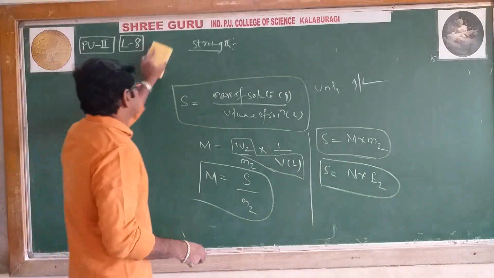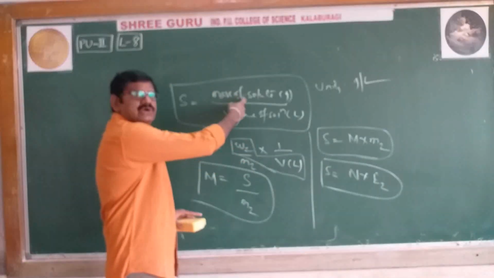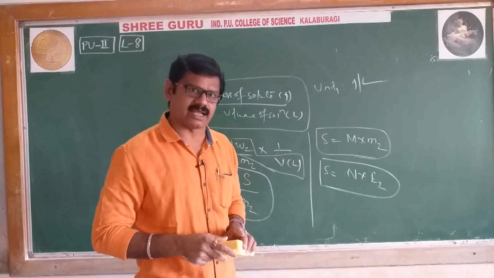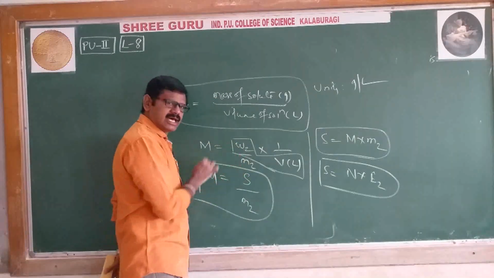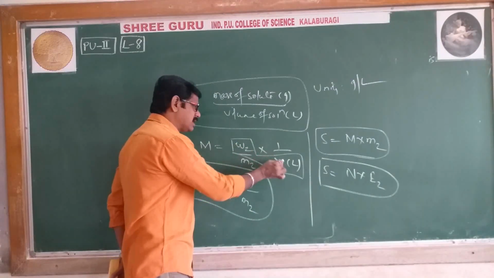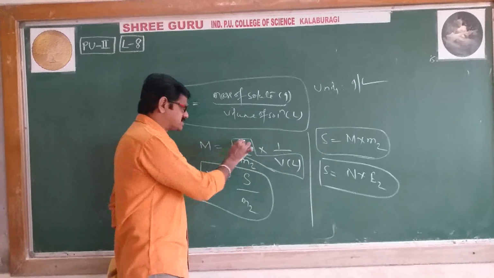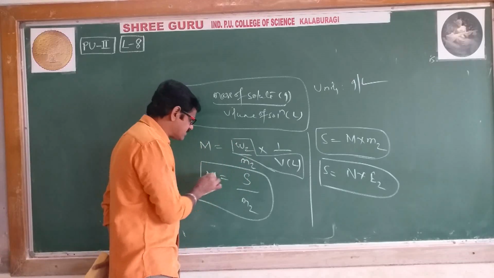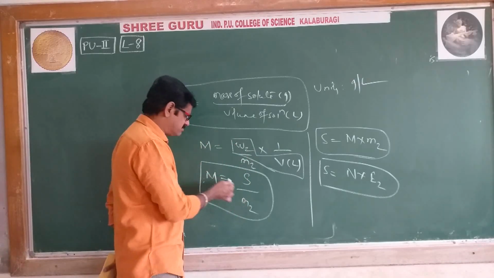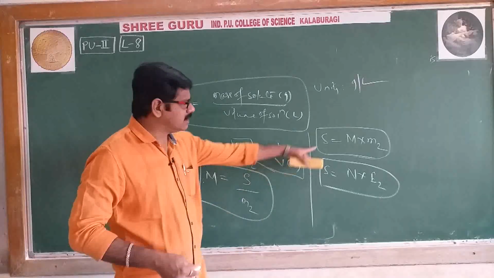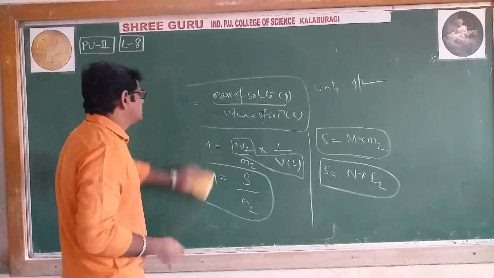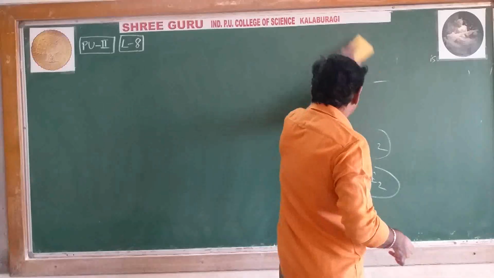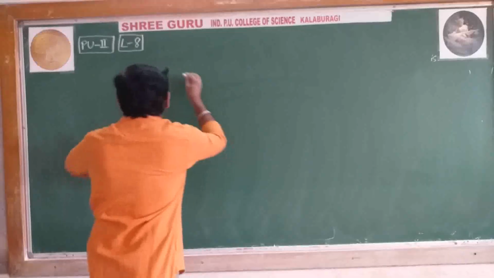Once again, what is strength? The mass of solute present in 1 liter volume of solution is called strength. Because in molarity, I have replaced W2 by V with strength. Therefore, strength divided by molar mass of solute, and then strength equals, by cross multiplication, molarity into molar mass of solute. That is what I have written. Based on this, we'll discuss one question.